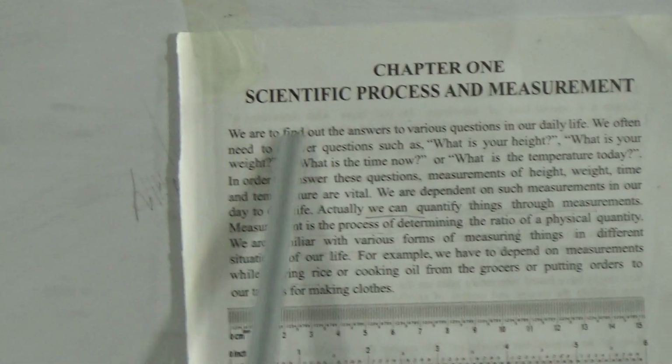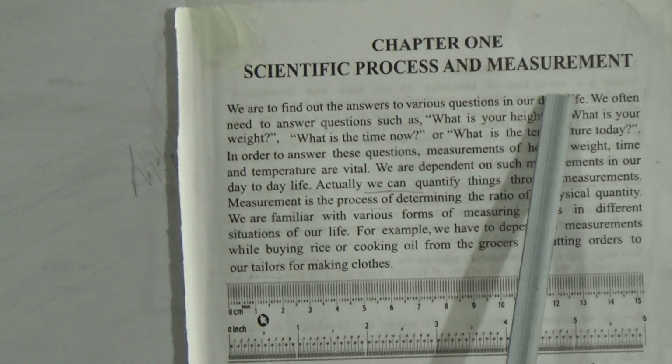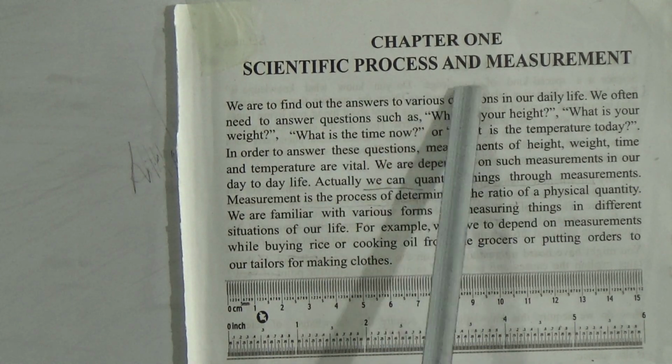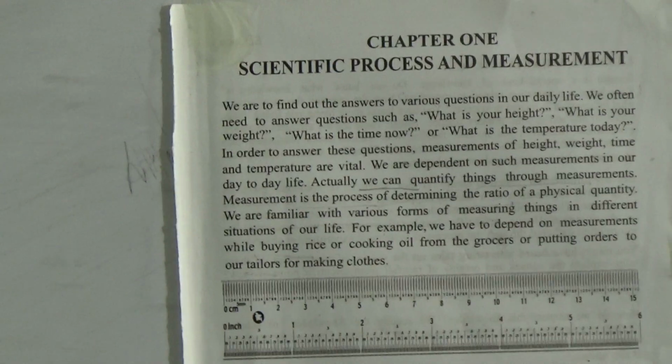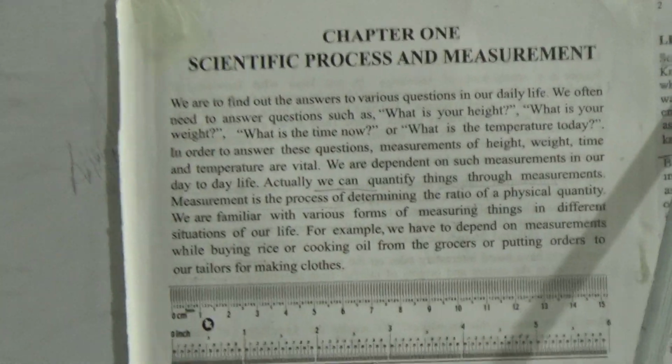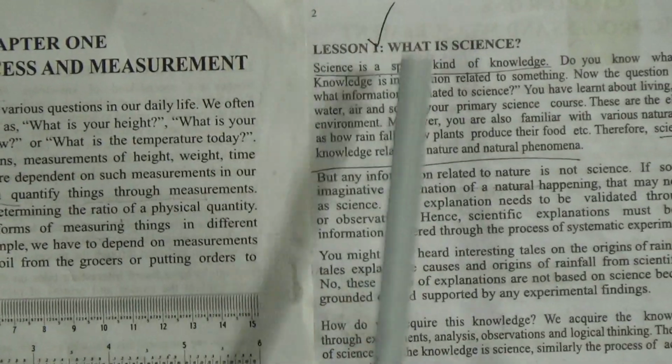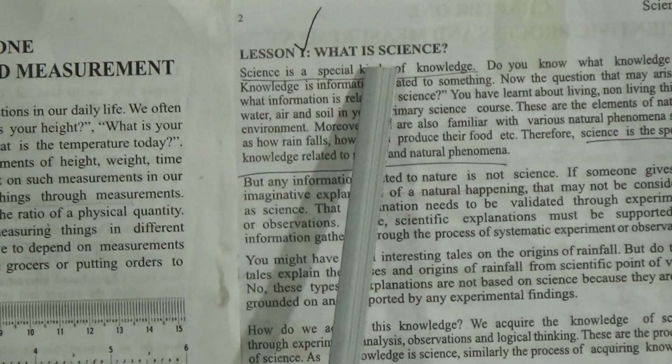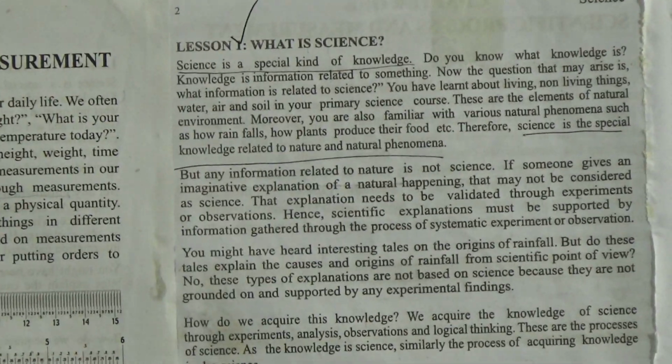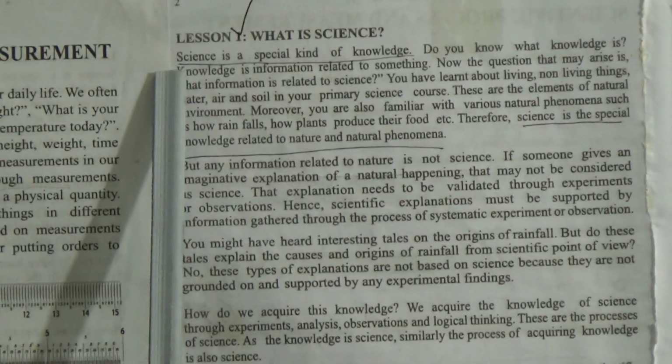Here is Chapter 1, and the name of this chapter is Scientific Process and Measurement. And here is lesson 1, page number 2. Lesson 1 is: what is science? Let's see what is written here.